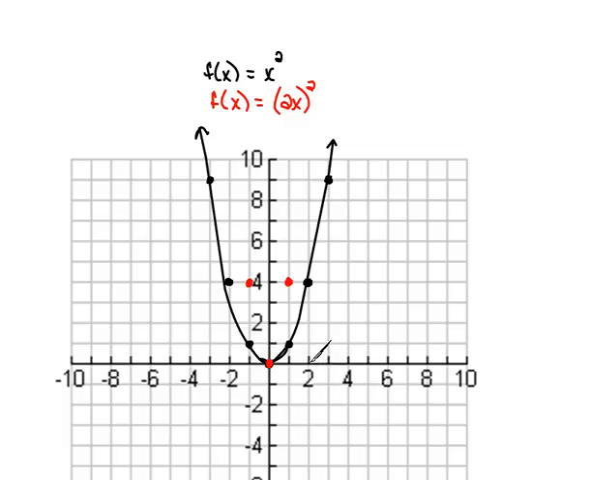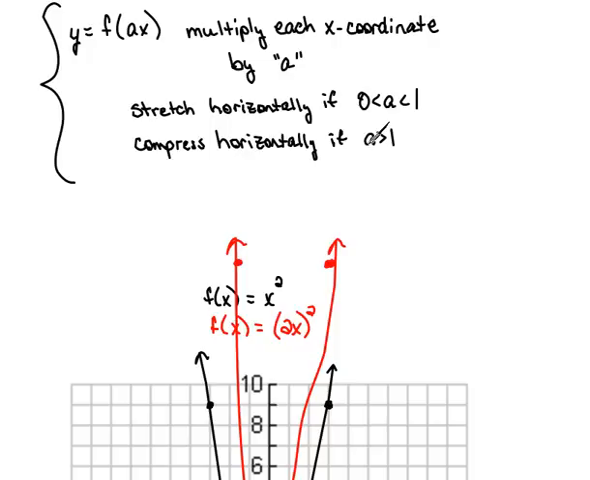What if my x value was 2? Well, 2 times 2 would be 4, squared would be 16. So I'd be way up here at the point (2, 16). And then likewise over here. So let's see. Ooh, that makes that graph very, very skinny. Interesting.